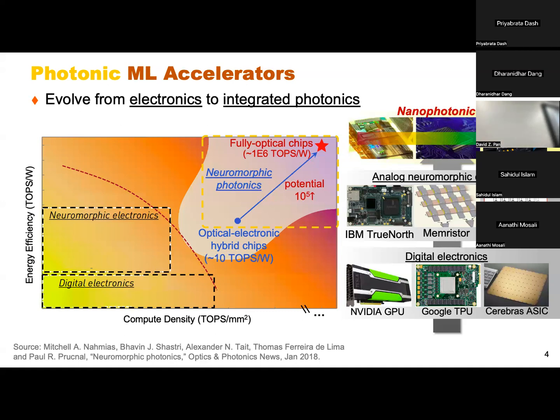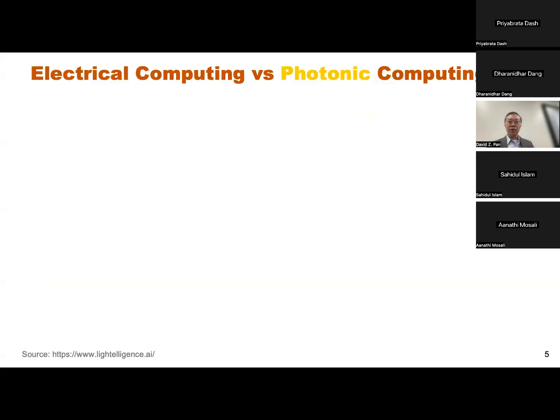So people are first trying optical-electrical hybrid compute, maybe 10 TOPS per watt, which is way better than this. But meanwhile, there's huge potential, on the order of 10 to the fifth, to combine neuromorphic and photonics if you can do even full optical chips. There are already many other things people are doing, like analog computing and all kinds of neuromorphic architectures. So of course this is a dream.